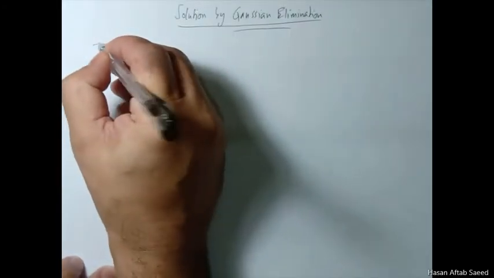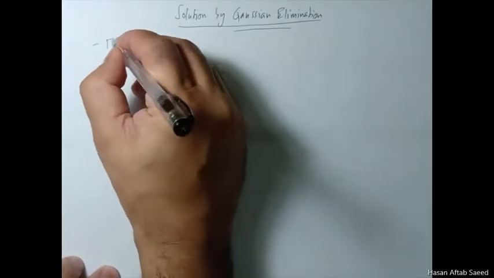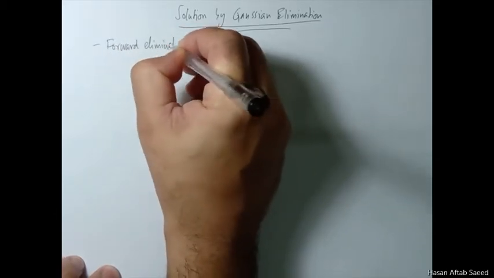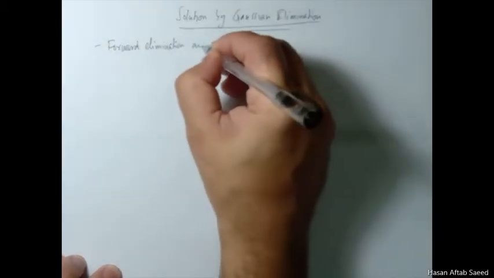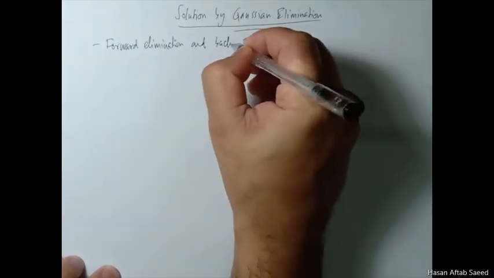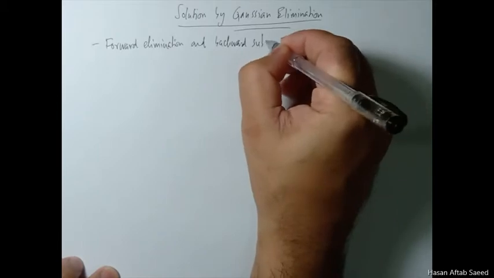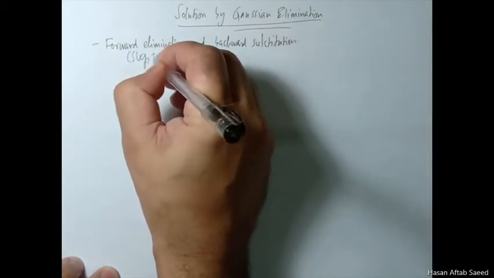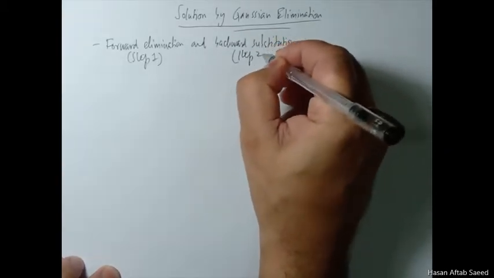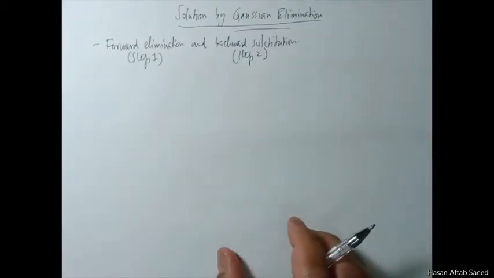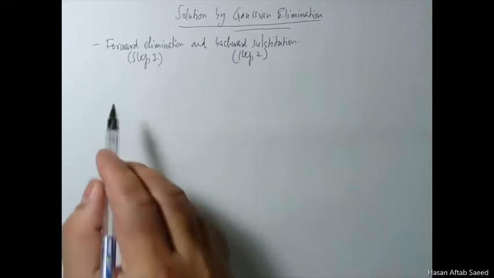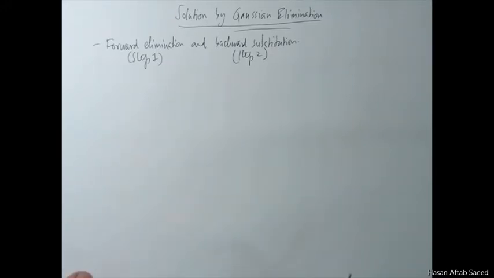Now, it consists of two steps: forward elimination, and that is followed by backward substitution. Now this is step 1, this is step 2. Most probably you are already familiar with this, but just for the sake of completion, I'm just going to spend a few minutes on this one to list the steps taken for in this method.